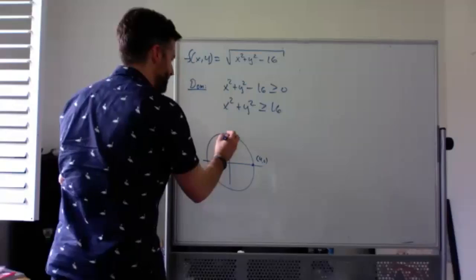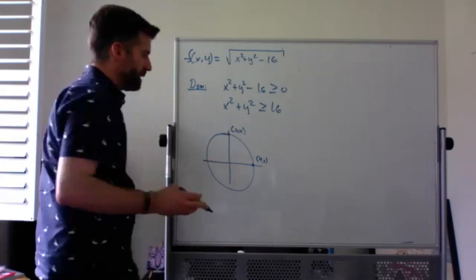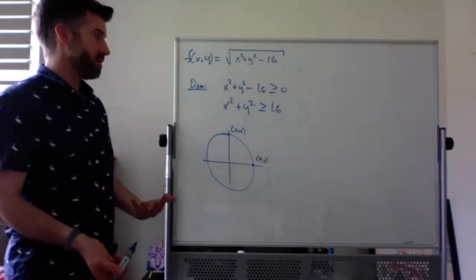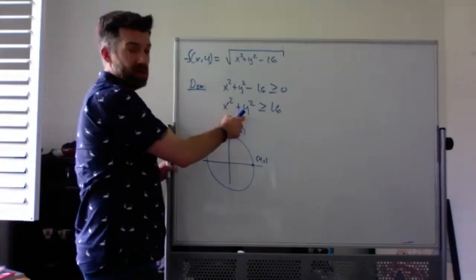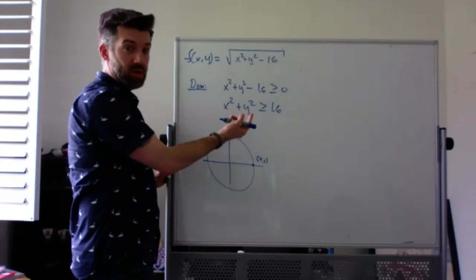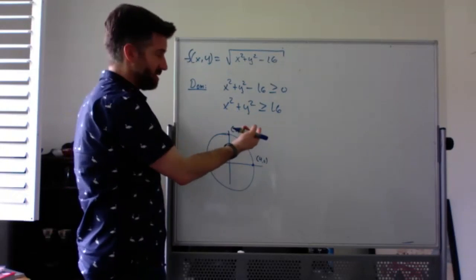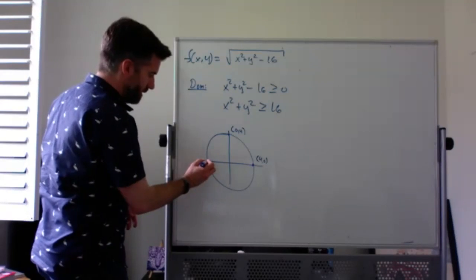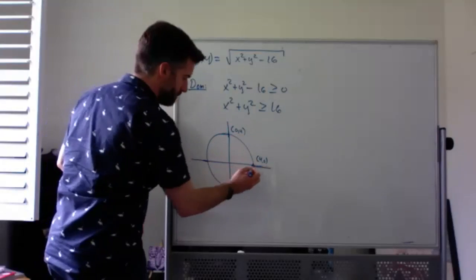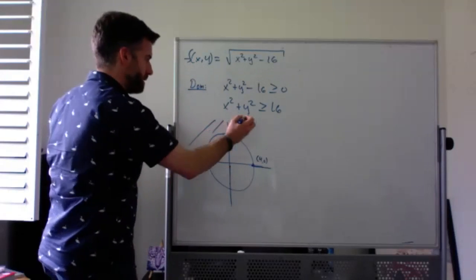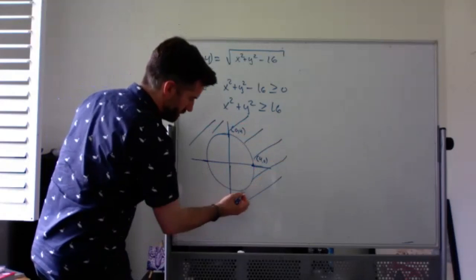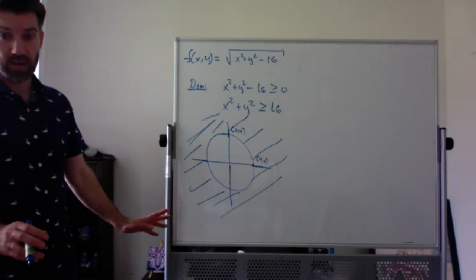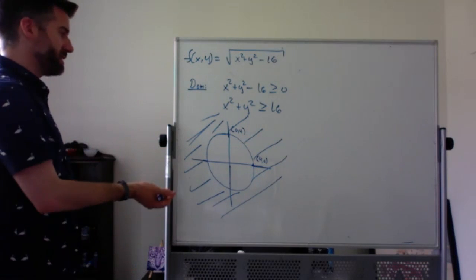There's something I should have said before, but I'll say it this time. Here, the domain is everything that's outside of the circle. If we test 0, 0, it doesn't satisfy this inequality. 0 plus 0 is 0, which is not bigger than 16. So it's not anything inside here. It's all the stuff outside. Maybe I'll draw this a little bigger. Sorry, I said range, I meant domain. So there's my domain.